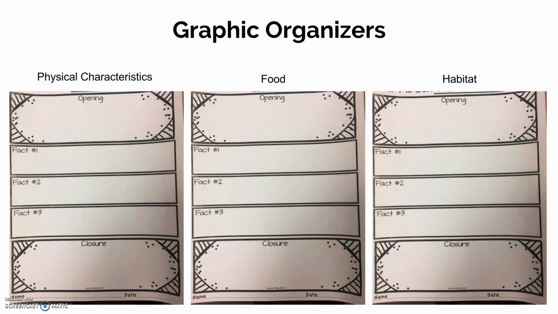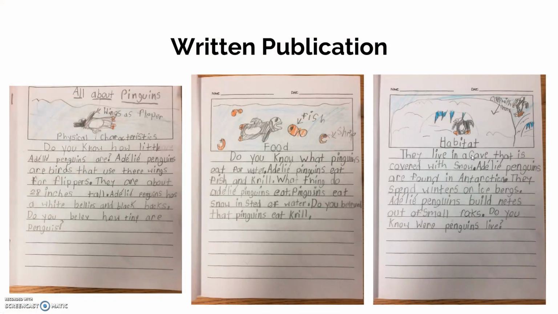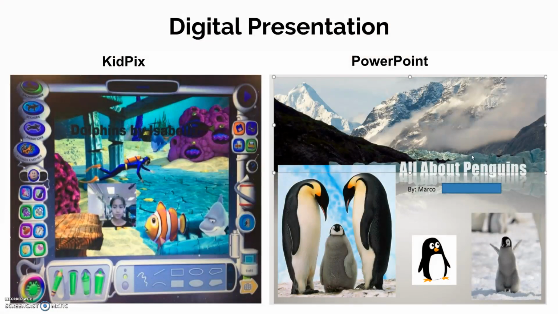Students began by researching and documenting facts for each paragraph. They then used the facts to develop an opening and closing sentence for each paragraph. After completing their graphic organizers, they then moved on to publishing and completing their written informative text. Students then used their informative text to create their own digital presentation. Students could choose to create a presentation using KidPix or PowerPoint. They included online images and animations to represent their animal's habitat and recorded themselves reading their informational text.